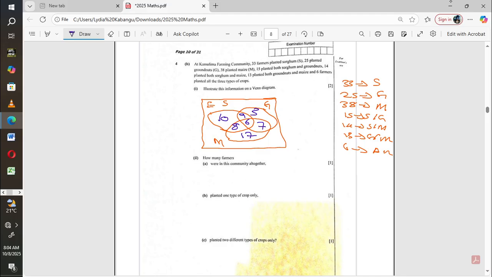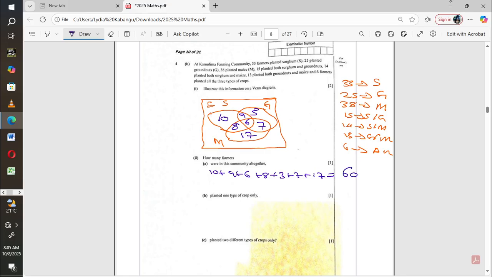Then we'll come to this question: how many farmers were in this community altogether? You add 10 plus 9 plus 6 plus 8 plus 3 plus 7 plus 17. You're going to have 60.